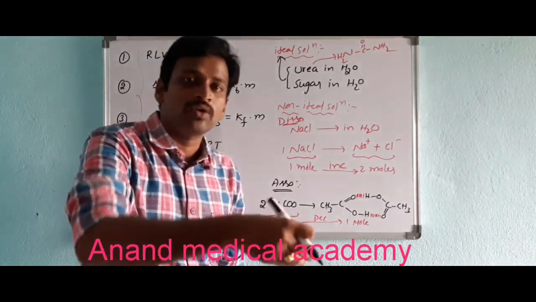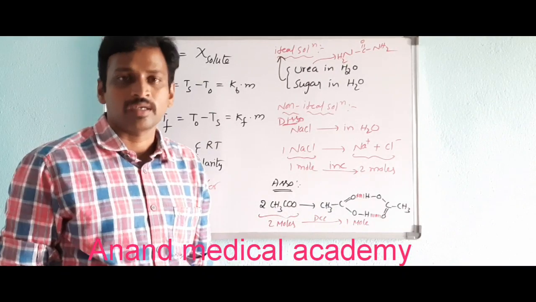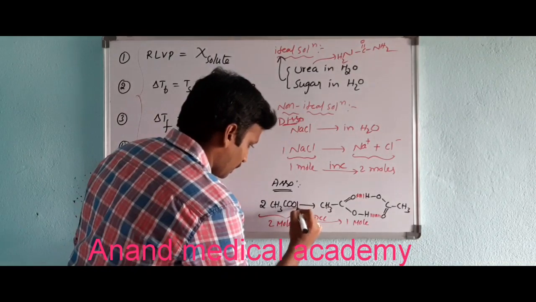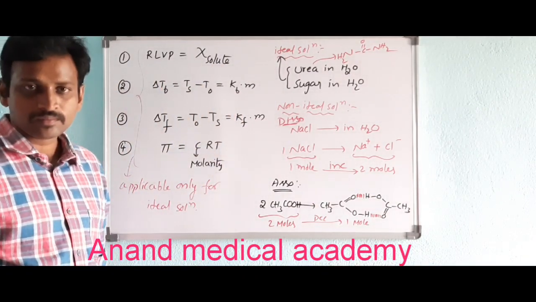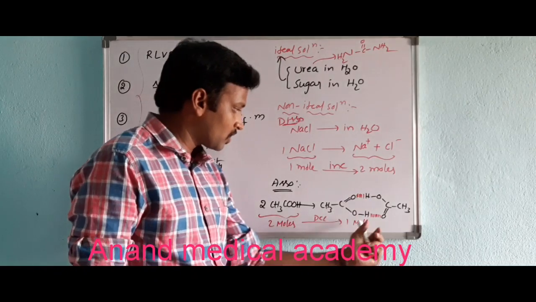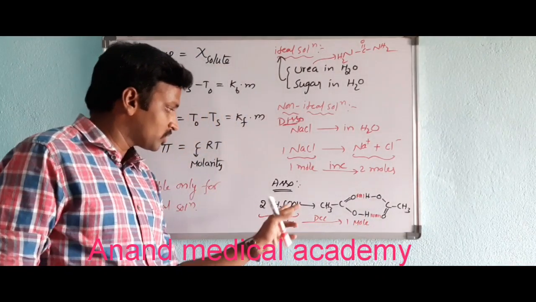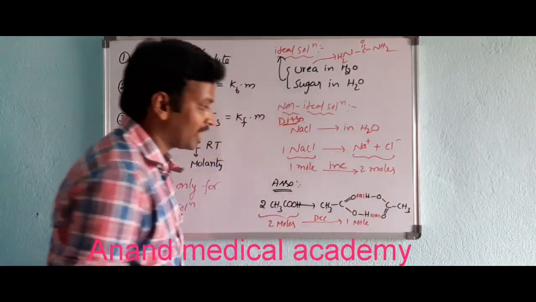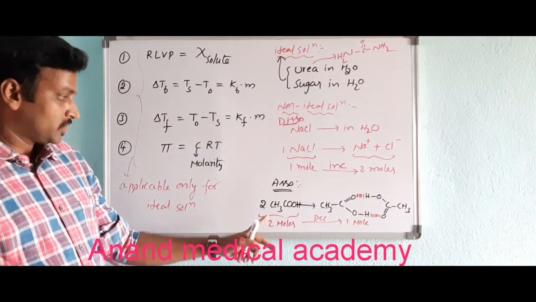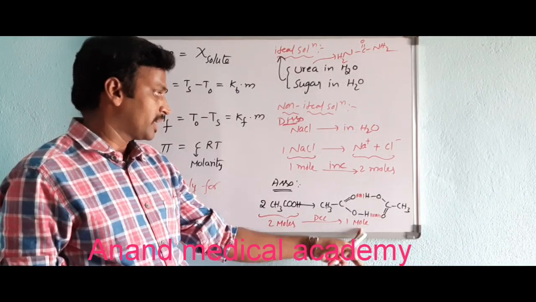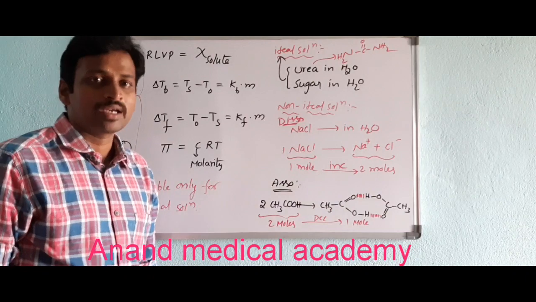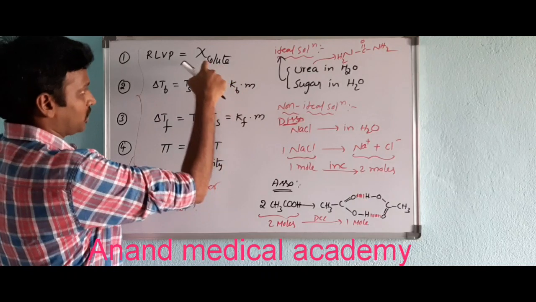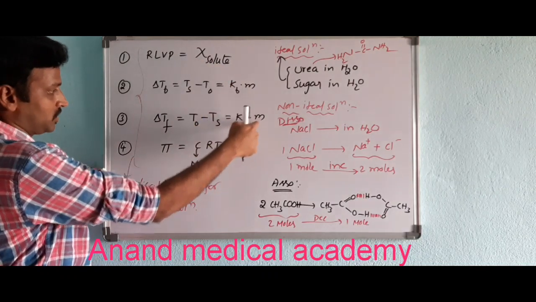Suppose acetic acid is dissolved in water or in some particular solvent; it will undergo association. CH3COOH undergoes association: 2 moles of acetic acid convert to 1 mole by using hydrogen bonds like this. In association, the number of particles will decrease. In dissociation, the number of particles will increase. During dissociation or association, the number of particles will change. So all these terms will change.